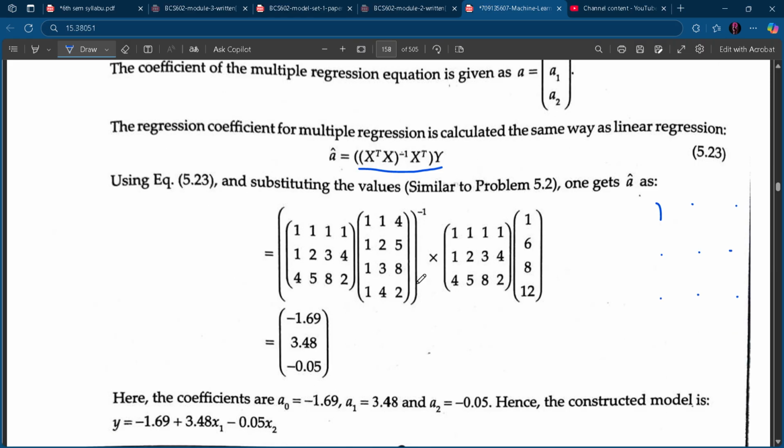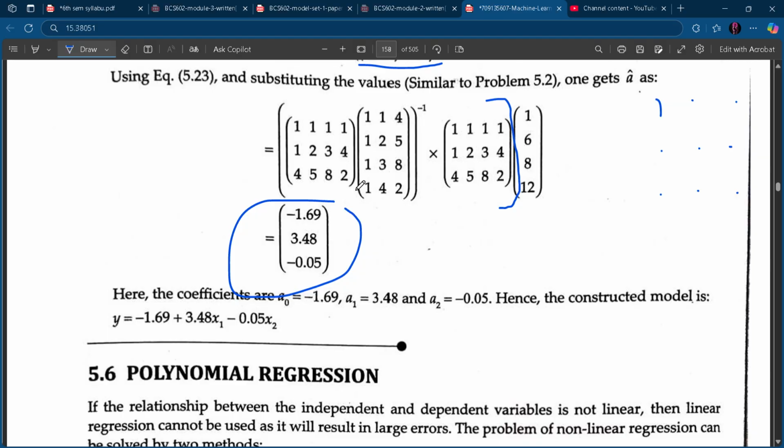Now if you have to take the inverse of this, to be honest, mark my words, calculating the inverse of a 3 cross 3 matrix will take you more than half an hour. Do not waste your time doing the calculation. Learn these values by heart. You just have to substitute each: x transpose, x, put the whole bracket, put the inverse symbol, again write the multiplication, put another bracket, then write y in this bracket. Directly write the answer: minus 1.69, 3.48 and minus 0.05.